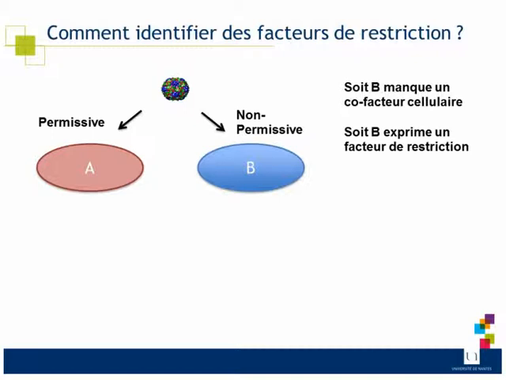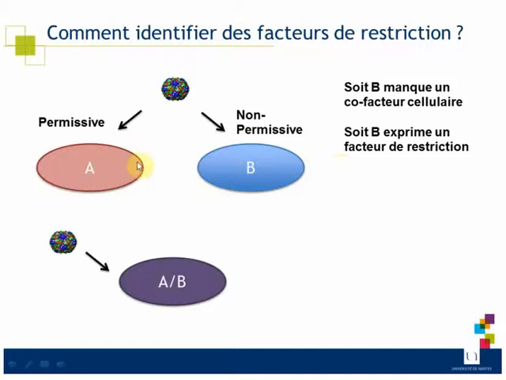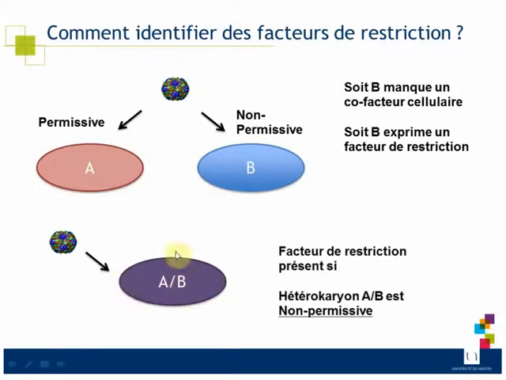Once you have that situation, there are two possible explanations. Either B, this cell line here, is lacking some cofactor that is essential for virus replication, or it's expressing a restriction factor that prevents the virus from replicating. Now the way to choose between these two options is to fuse these two cell types and produce a heterokaryon and then try and infect it. So if you have a restriction factor, then this fused heterokaryon will be non-permissive. Okay, so restriction is dominant.